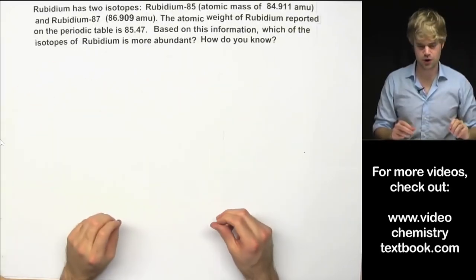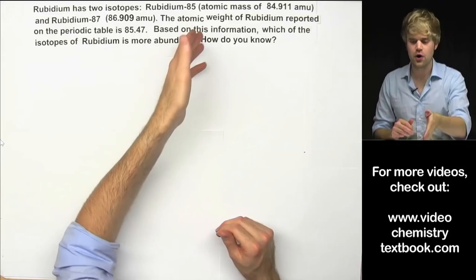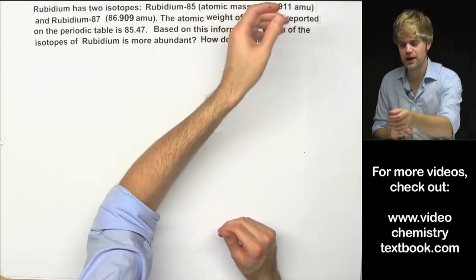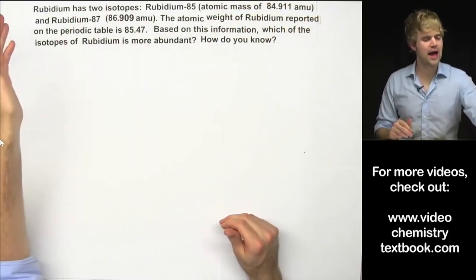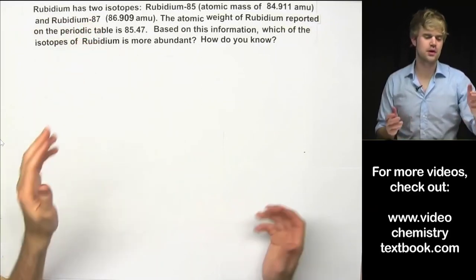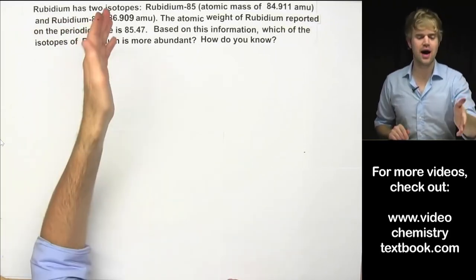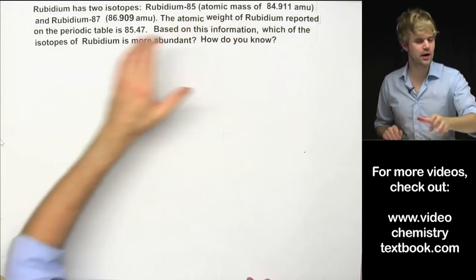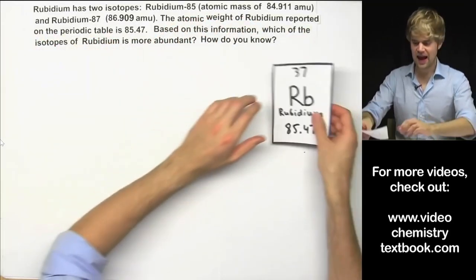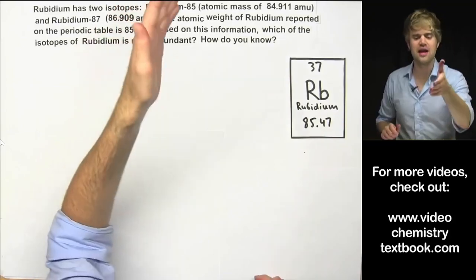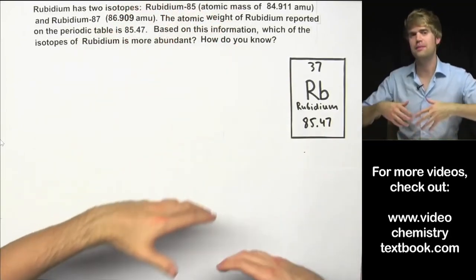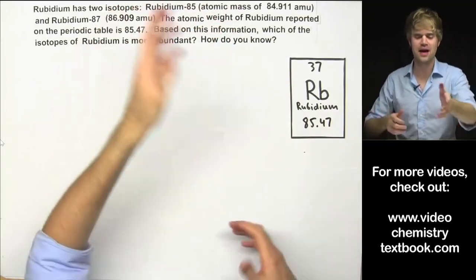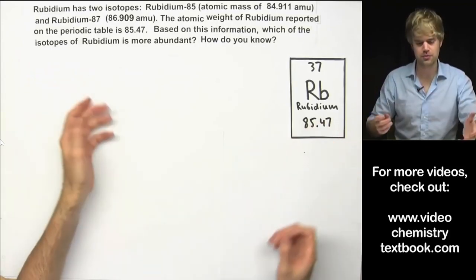Rubidium has two isotopes, rubidium-85 with an atomic mass of 84.911 AMU, and rubidium-87 with an atomic mass of 86.909 AMU. The atomic weight of rubidium recorded on the periodic table is 85.47. And in this question, when they say atomic weight, they mean atomic mass, relative atomic mass. Any of these terms you can use interchangeably.